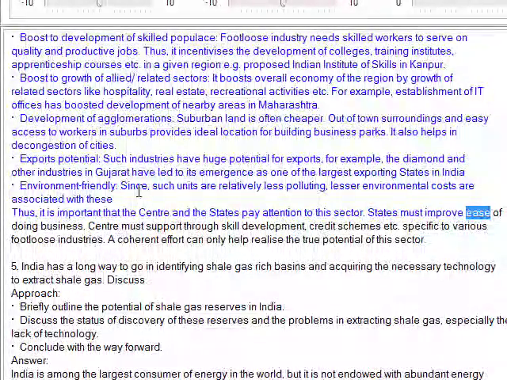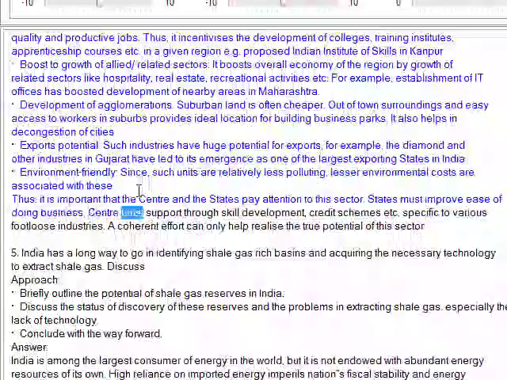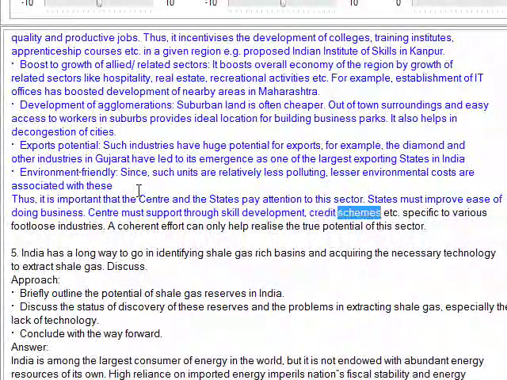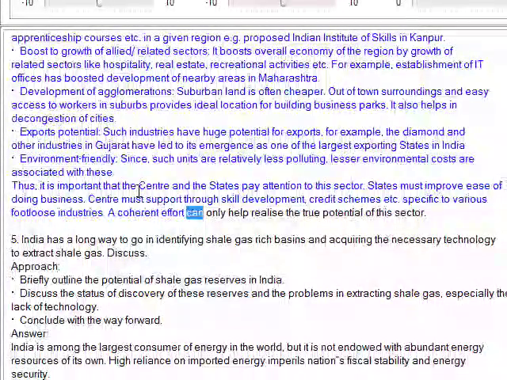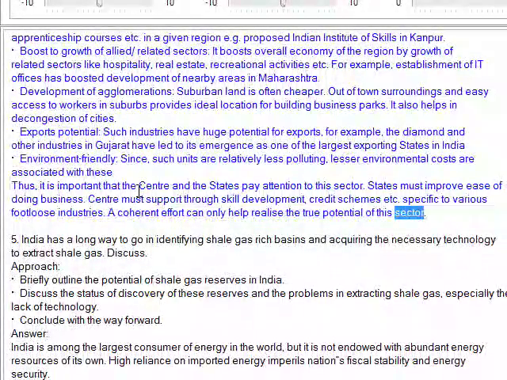States must improve ease of doing business. Center must support through skill development, credit schemes, etc., specific to various Footloose industries. A coherent effort can only help realize the true potential of this sector.